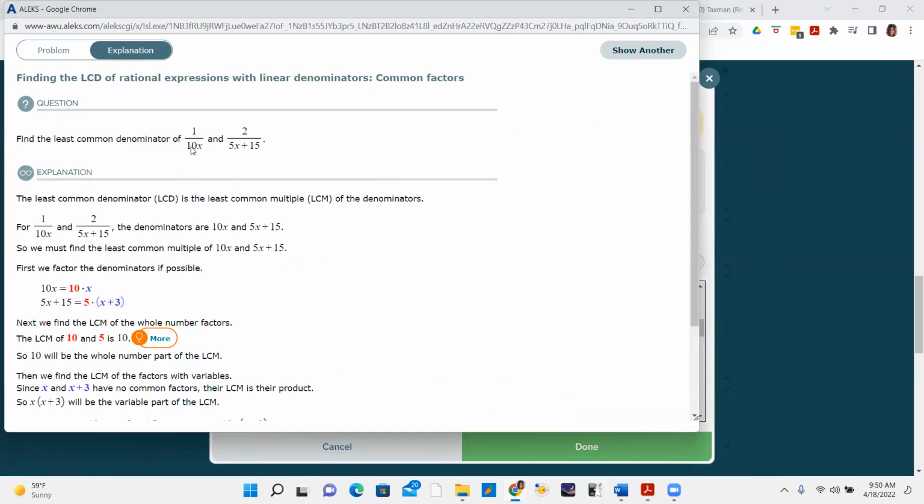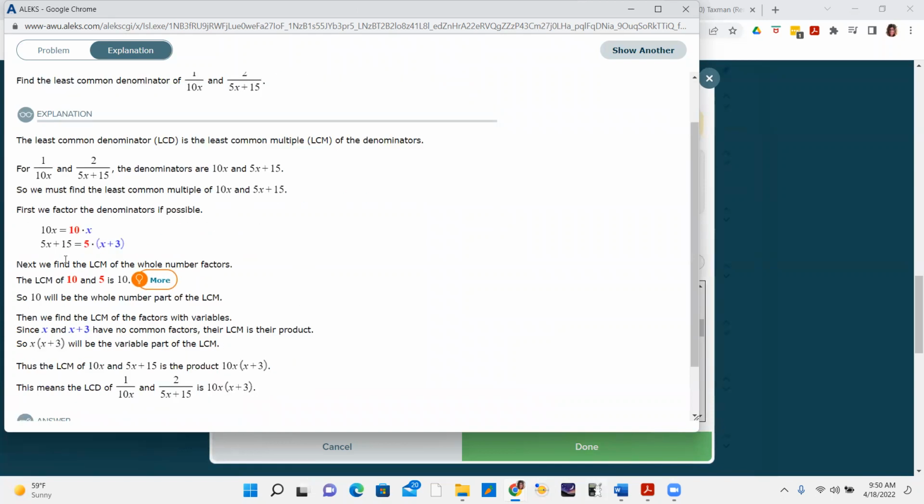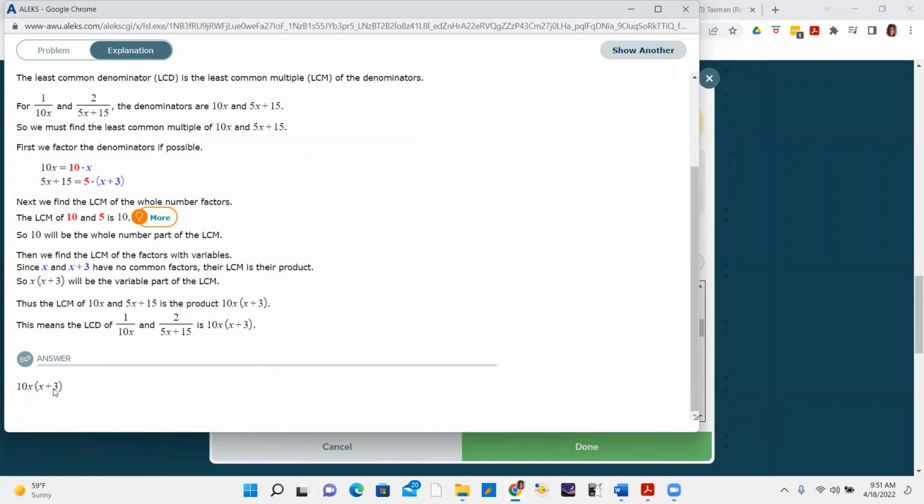Okay, so here we can factor out a 5 on the 5x plus 15. And then here we have a 10. So that's 5 times 2. So if you look at just the two numbers, the least common denominator is the least common multiple. So you want the 10. And then you also need a factor of x, and you also need a factor of x plus 3.